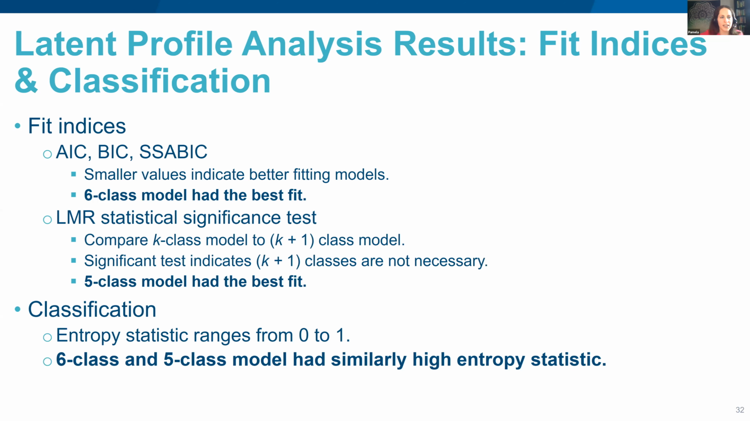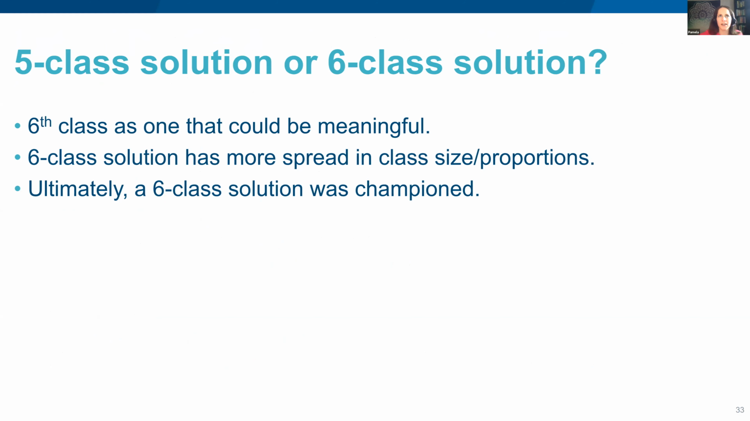We also looked at classification. Our entropy statistics range from 0 to 1. The 6-class and 5-class models both had similarly very high entropy statistics, so not much difference in that regard. Basically, looking at all this, we were left having to choose between the 5-class and 6-class solution.